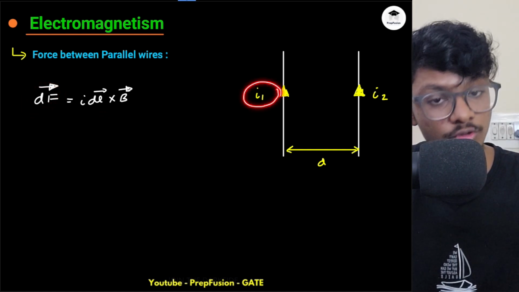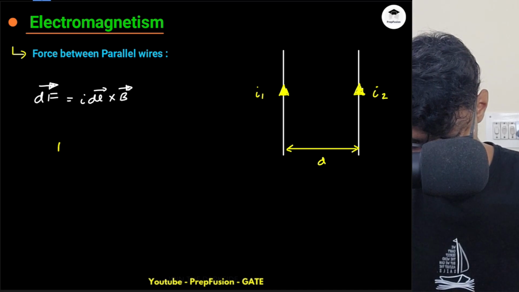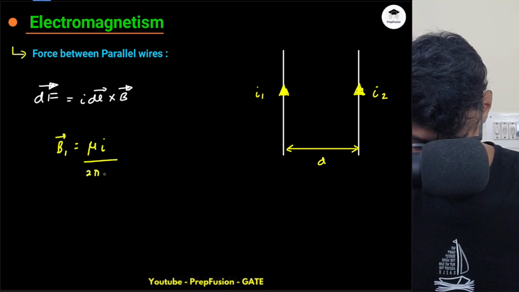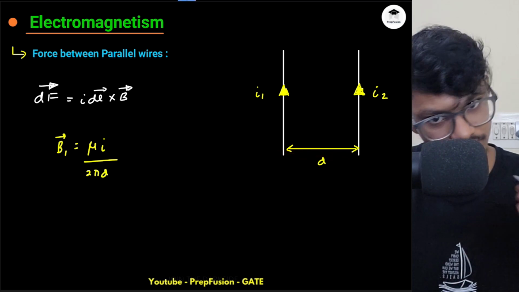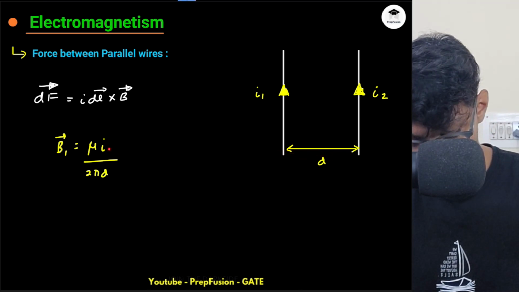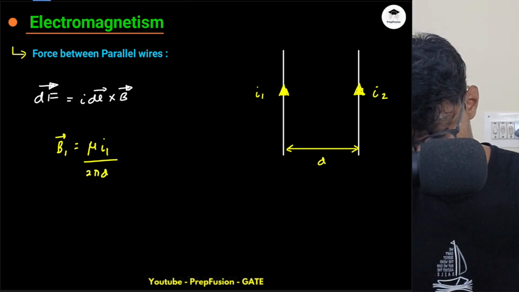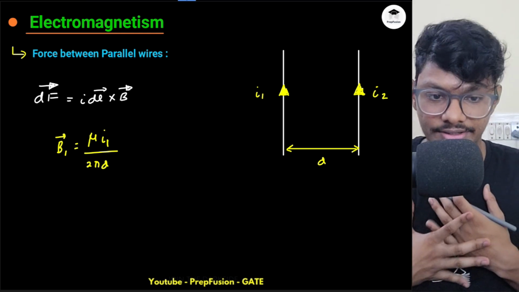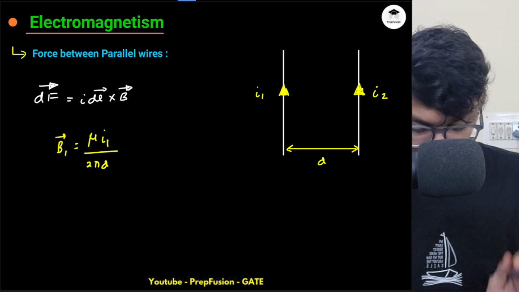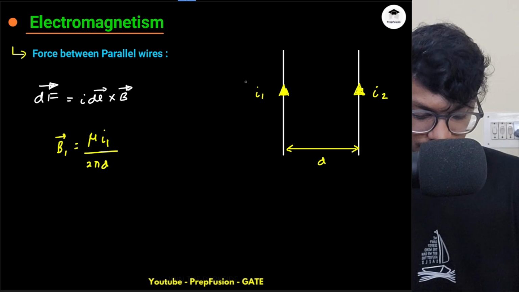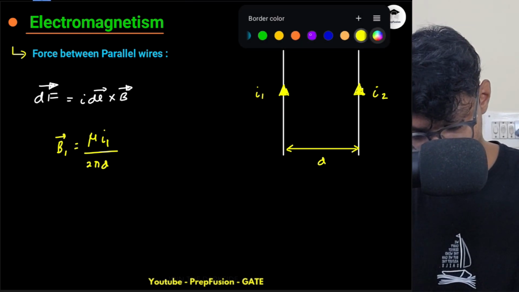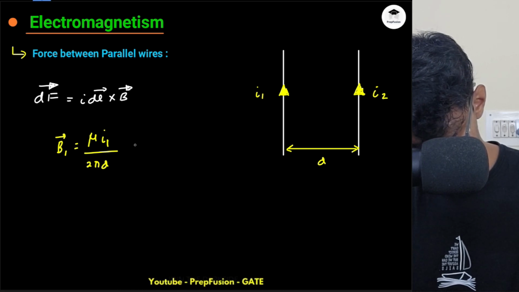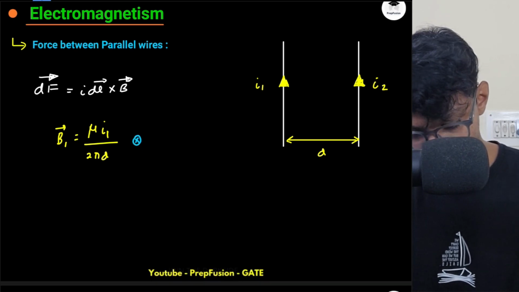So what is the magnetic field produced due to this current carrying wire? The magnetic field B1 will simply be mu I1 by 2 pi d, where d is the perpendicular distance. This we derived in lecture 1. I1 is the current in the first wire. For now I can ignore the direction, but if you understand, if I curl my fingers, this is going into the plane. So this is going inwards to the plane.